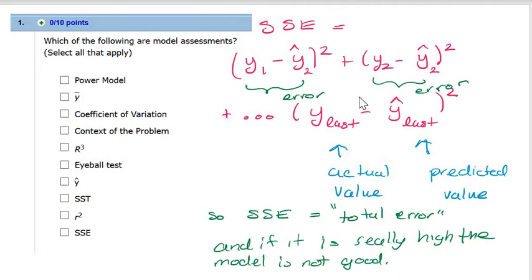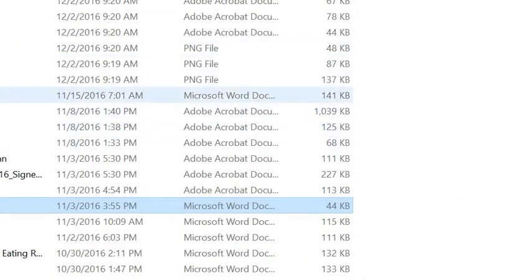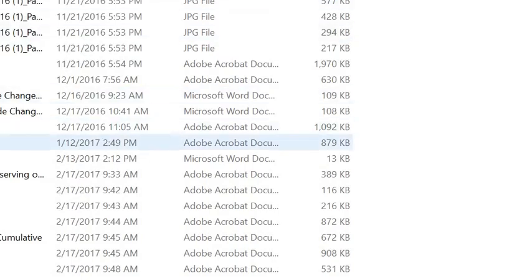So each one of these represents error. And the sum of all these is a kind of proxy for total error. And if it's super high, the model's not good. And if it's close to zero, on the other hand, the model is good. Usually SSE is used to compare two different models. And I have an example here that I brought up to share with you where we used that to do exactly this type of comparison. So let me share that with you.